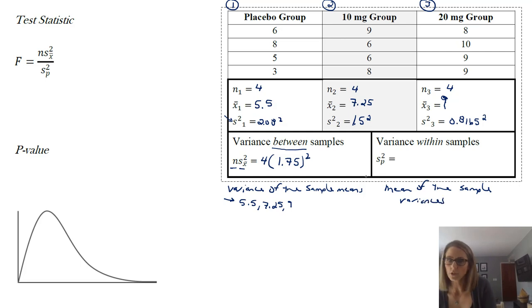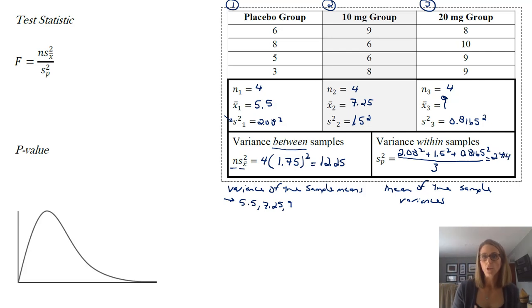This one's a little easier to do out. It's taking those three variances, 2.08 squared, 1.5 squared, and 0.8165 squared, and then finding the mean of those, so dividing by 3. Then we see what we get. Sorry, I should have done this out. This is going to give us 12.25, and this is going to give us 2.414.